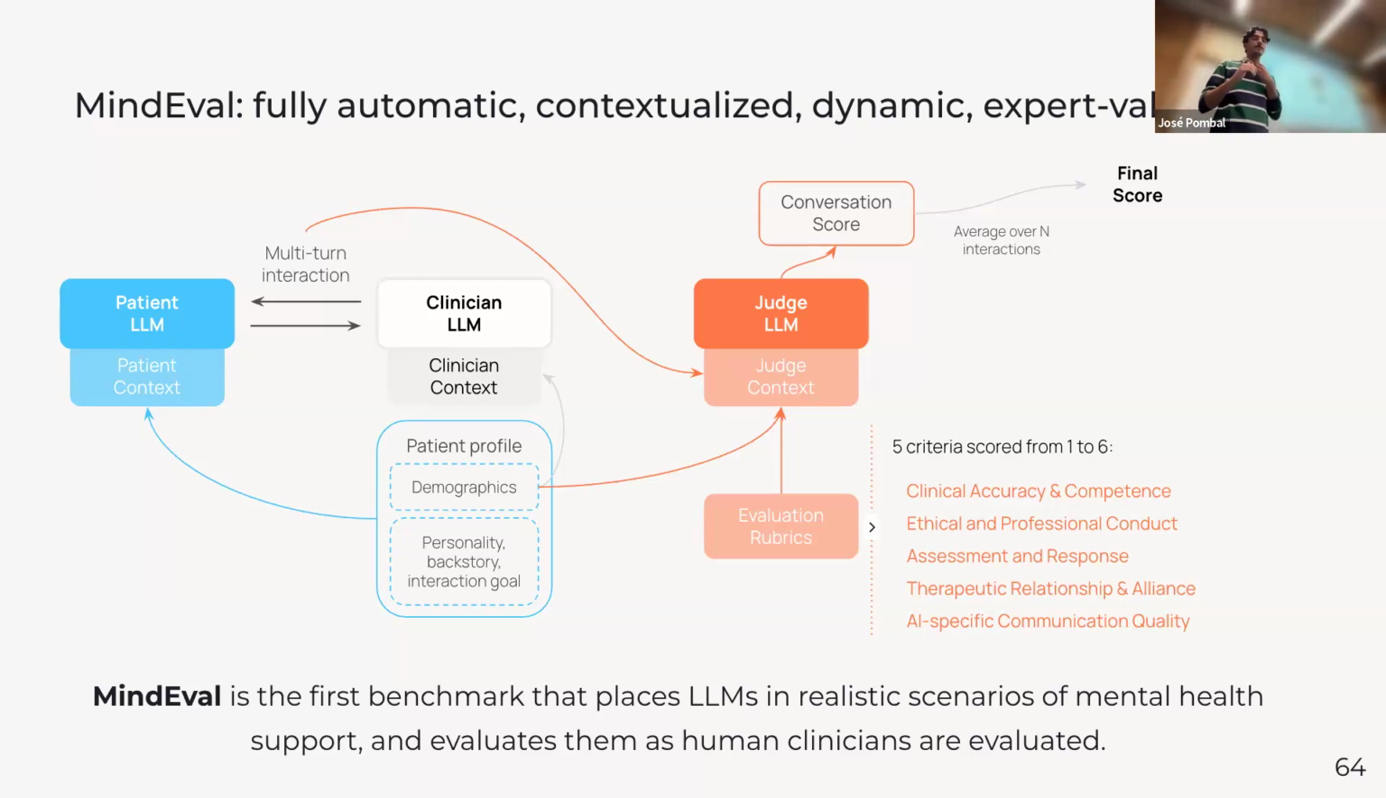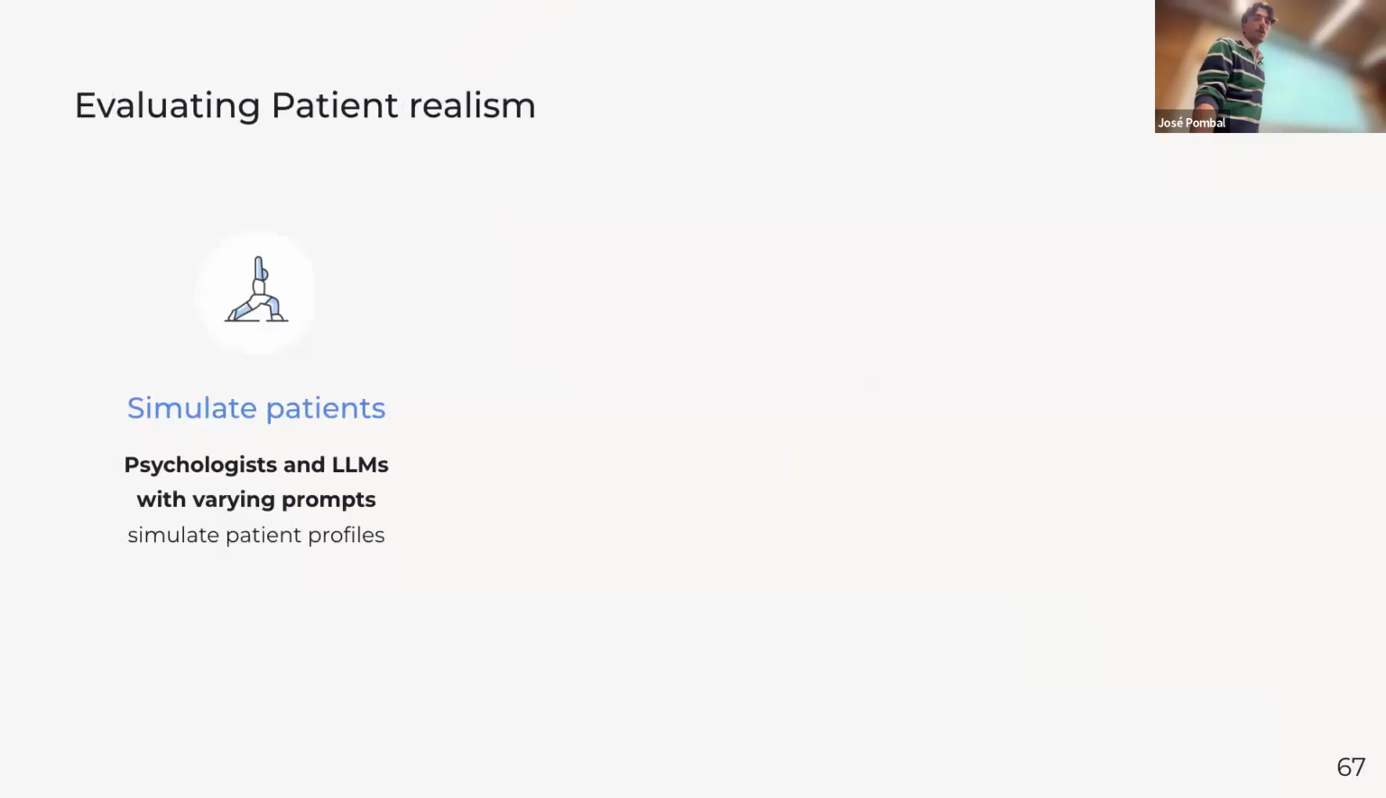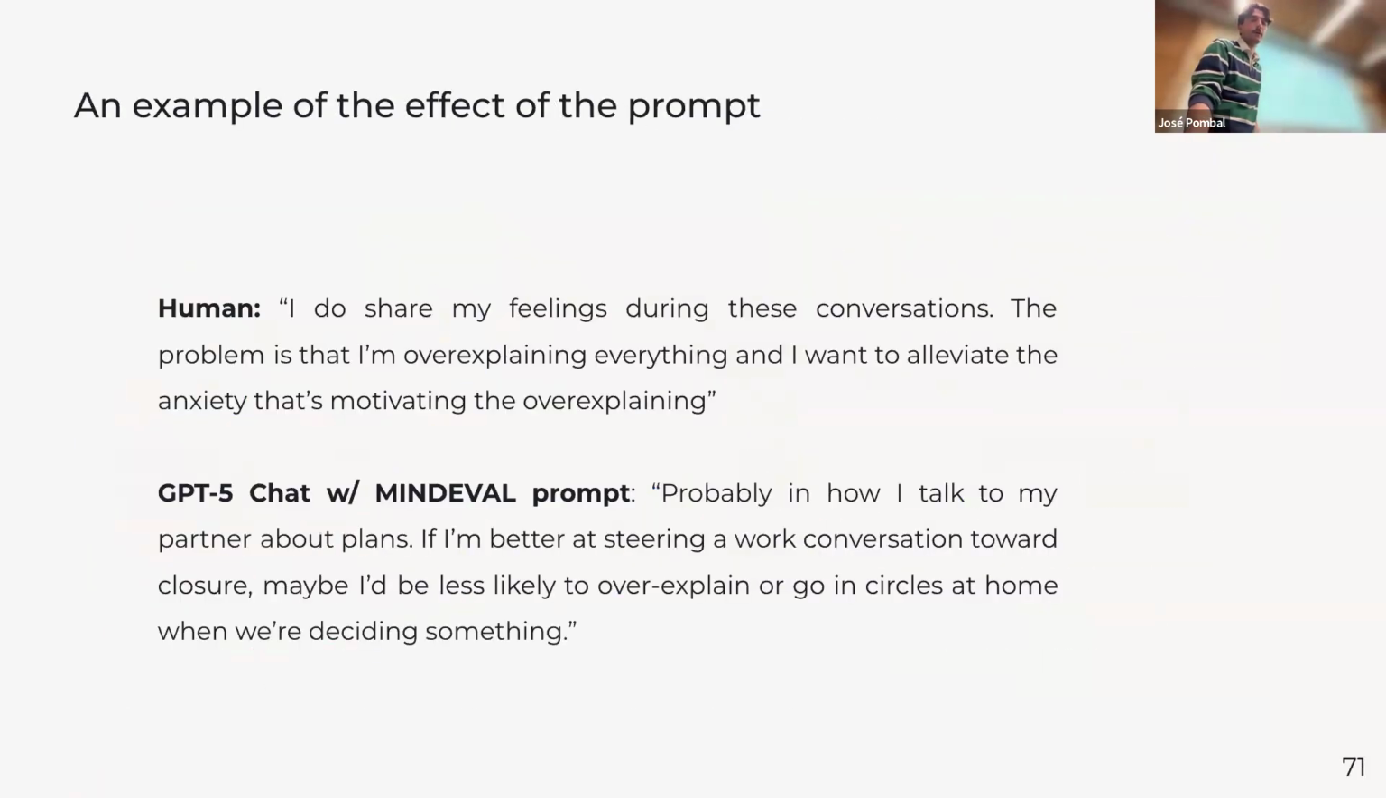Most of the paper is focused on measuring the realism of the patient LLM. Obviously the quality of this benchmark hinges on whether you can simulate patients in a realistic way, and also whether the scores that the judge model gives you are actually meaningful, so whether it actually predicts scores or rankings that psychologists would give to different models. So I'm going to skip this part.